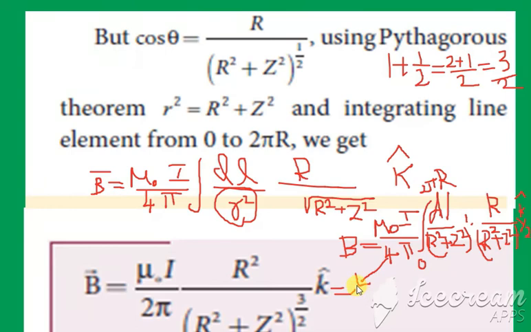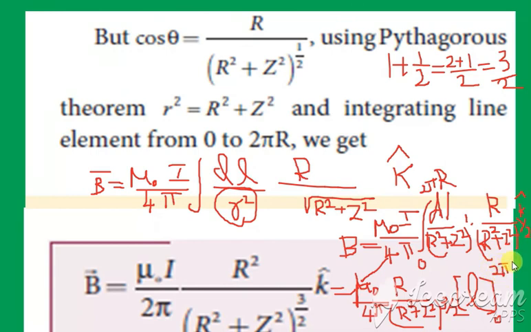So we get mu naught by 4 pi as it is. Next I am going to write this term outside: r divided by r square plus z square whole power 3 by 2, as it is. Then next we have the term, just the integration of dl. If you integrate dl, you will get just l, with the limits 0 to 2 pi r. And k cap we are writing as it is. Now apply the limits here.